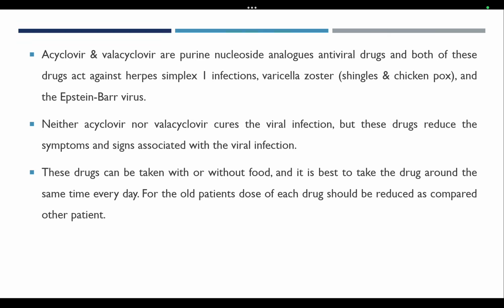The most commonly used drugs are acyclovir and valacyclovir, in addition to famciclovir, which are used against infections such as herpes simplex infection, varicella zoster, shingles, and chickenpox, in addition to Epstein-Barr virus. They can reduce the symptoms and signs associated with the viral infections. Acyclovir and valacyclovir do not cure the viral infection. They only reduce signs and symptoms.